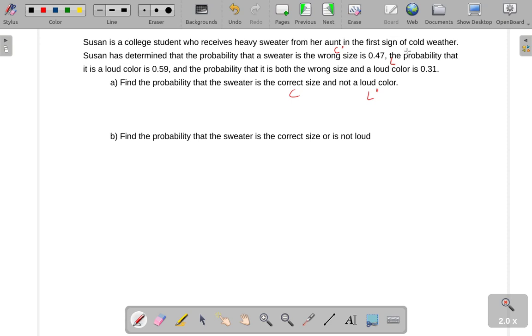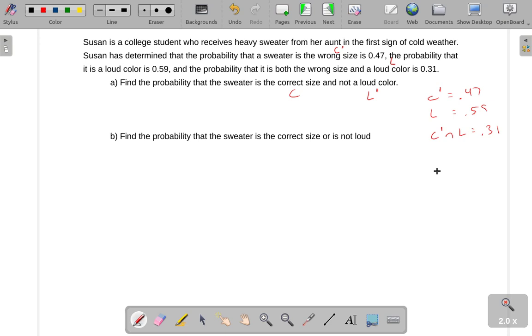Rather than having to read through all this, I'm just going to compile some of the information. The probability that the sweater is the wrong size is 0.47, so C complement equals 0.47. The probability that it's a loud color is 0.59, so L equals 0.59. And the probability that it's both the wrong size and a loud color, so C complement intersect L, is 0.31.